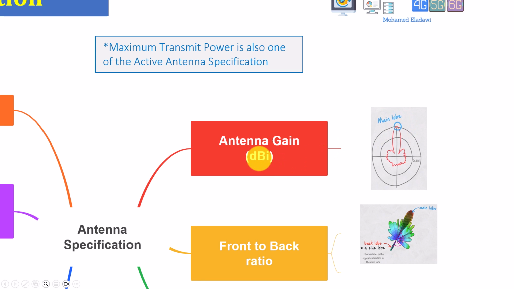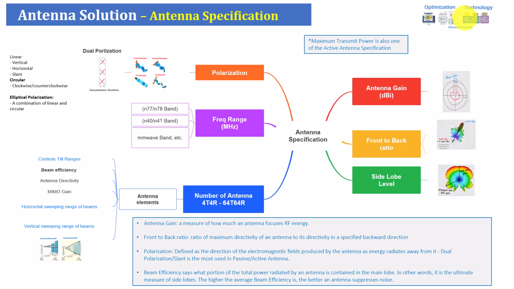Usually the gain is in dBi, which refers to an isotropic antenna. So this refers to the maximum gain of the antenna in this particular direction. This is the first point about the antenna gain. This is very, very important whenever you read the antenna specification.